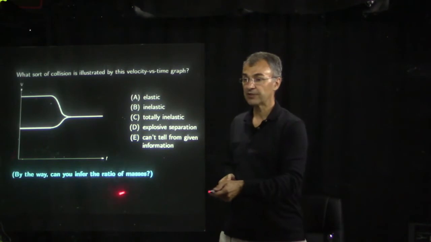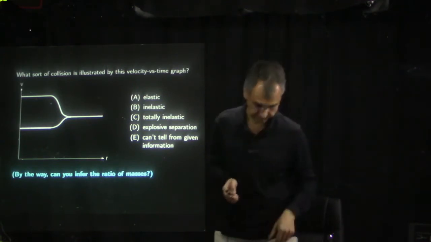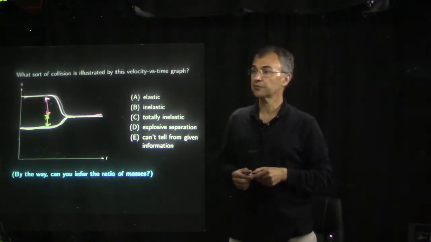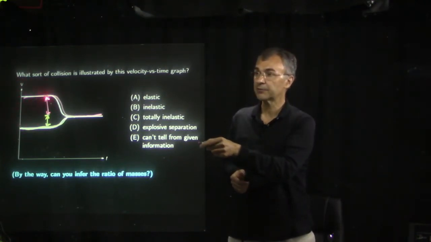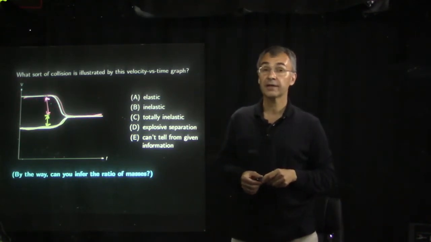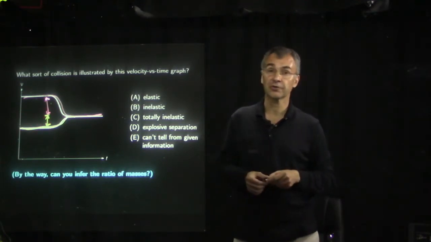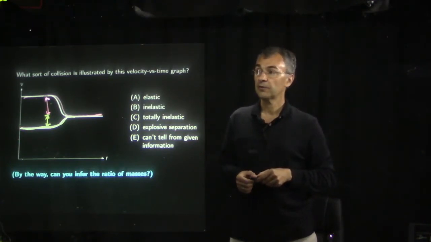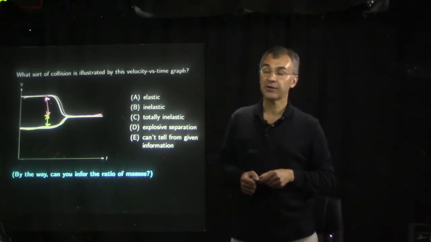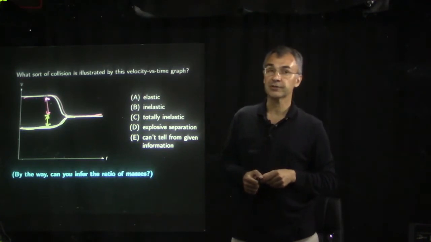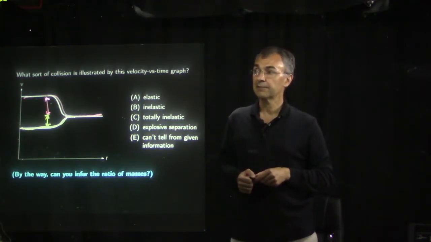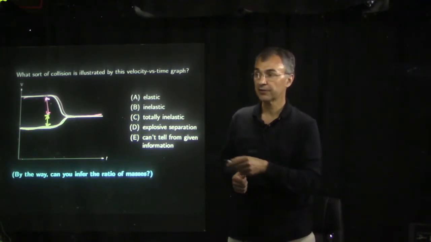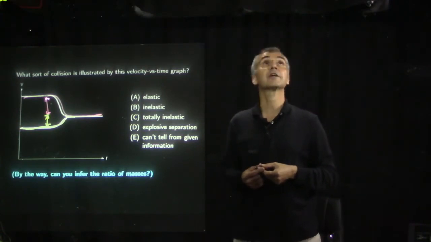By the way, can we figure out the ratio of the two masses? See if you can figure it out. I think the upper curve, the red curve, undergoes twice as large a change in velocity as the lower curve, the yellow curve. So I think the object represented in the upper curve has 1/2 the mass of the object in the lower curve. So I think this yellow object has twice the mass of the red object, because the red curve goes down by 2 units of velocity and the yellow curve goes up by 1 unit of velocity. Those changes are in opposite directions, which makes sense for two things that collide. But the magnitudes are in a ratio of 2 to 1. So I think the yellow object is twice the mass of the red object.